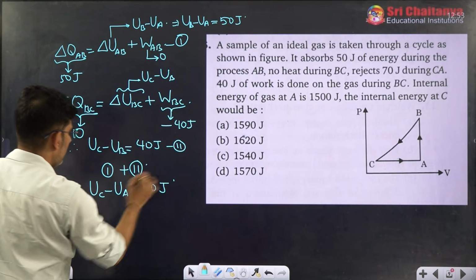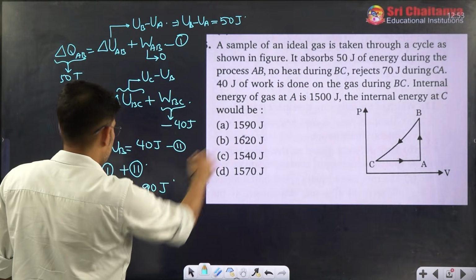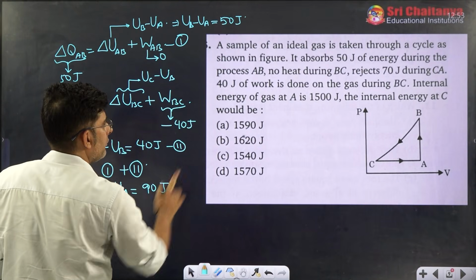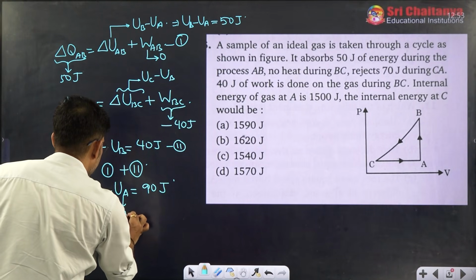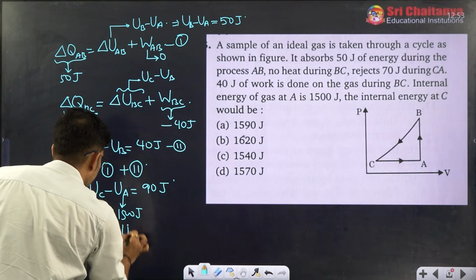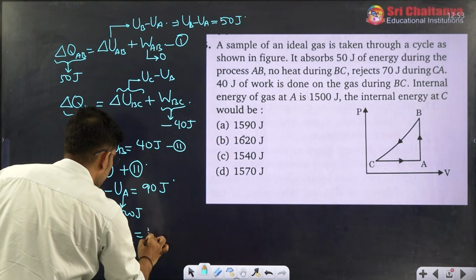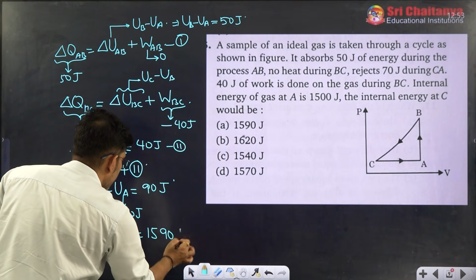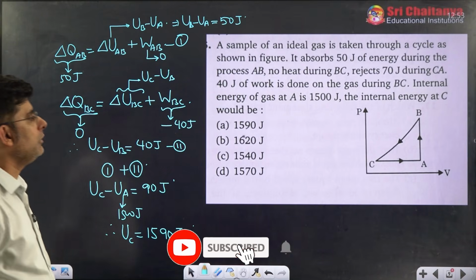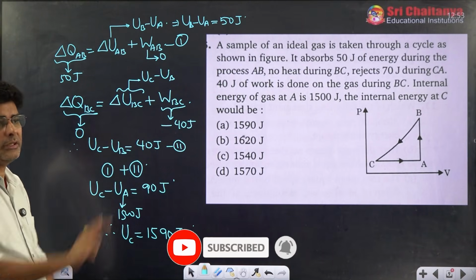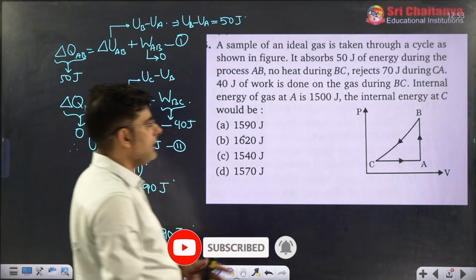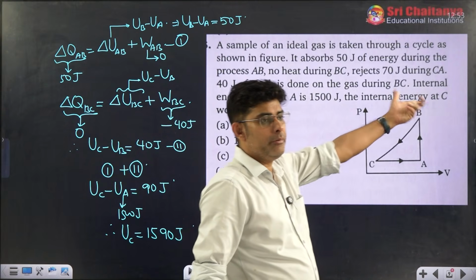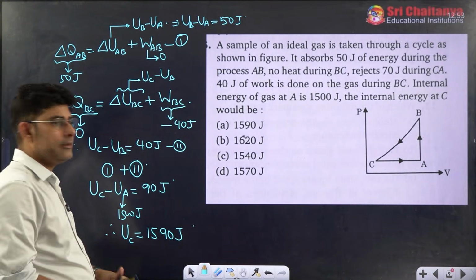which is 90 joules. Now they have given you the value of UA. What is the value of UA given? It is given as 1500. So they are asking us the value of UC. Take it on the other side, 1590 joules. So 1590 joule will be the internal energy at point C. So just arranging the terms properly and using the condition that work done in AB is 0, we get whatever is desired.